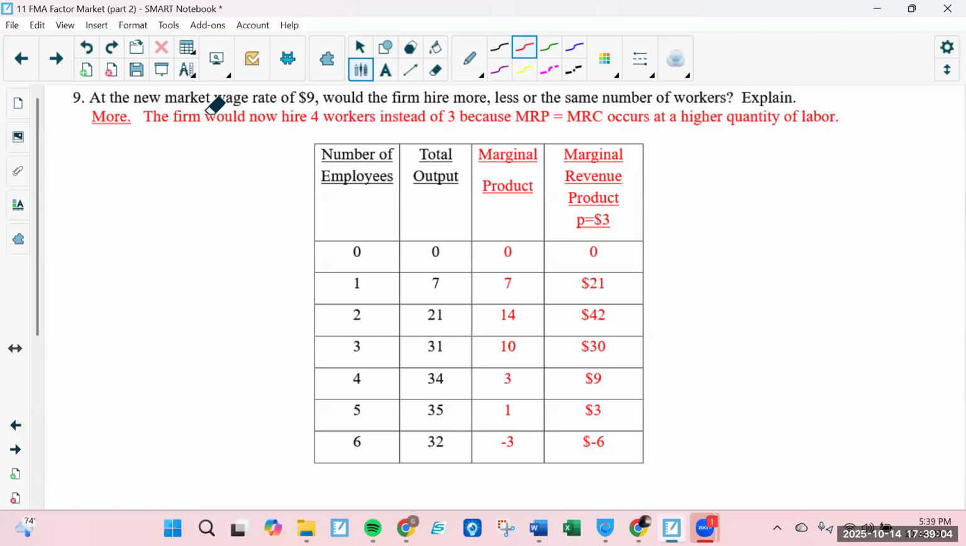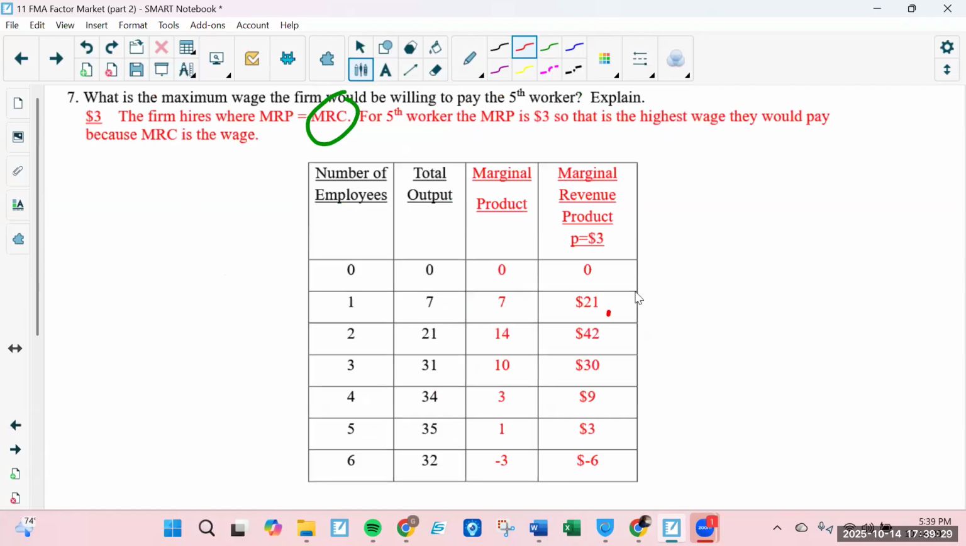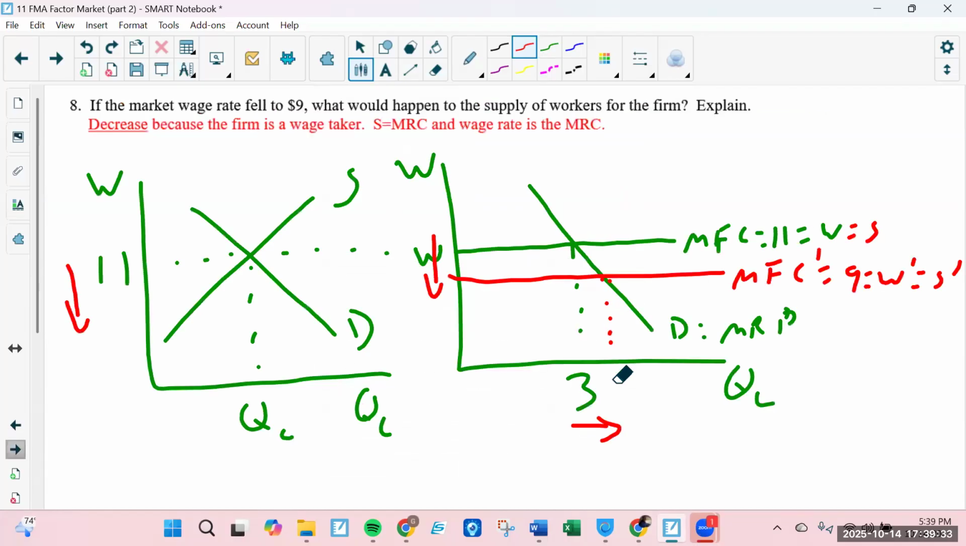Okay. At the new wage rate of $9, would the firm hire more, less, or the same number of workers? Explain. This one's a tricky question. Let me show you on the graph here. Notice that it intersects further to the right. So you would actually hire more workers. And in fact, we know how many workers they would hire. If you go back to this, they would hire this one, this one, this one. They would actually hire 4 workers now, instead of 3.